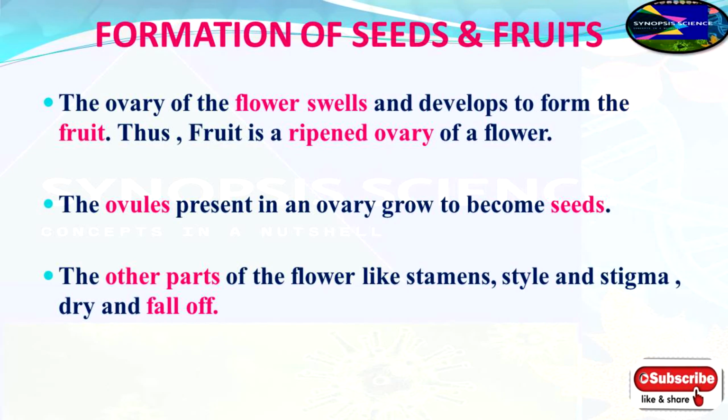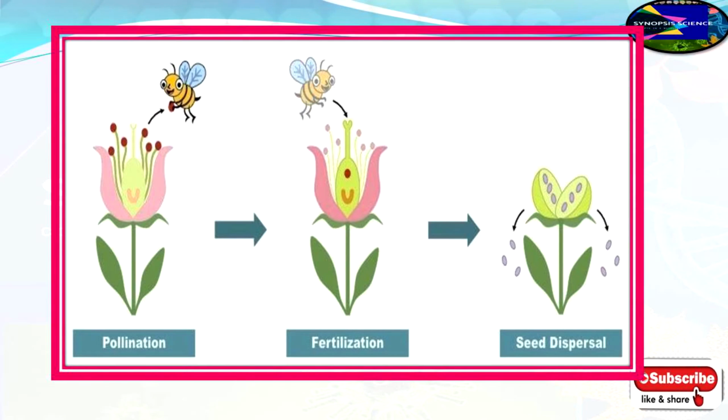After fertilization, several changes occur in a flower, leading to the formation of seeds and fruit. These are: the ovary of the flower swells and develops to form the fruit. Thus, fruit is a ripened ovary of a flower. The ovules present in an ovary grow to become seeds. The other parts of the flower like stamen, style and stigma dry and fall off. So friends, now at the place on the plant where we had the flower originally, we now have the fruit. The fruit protects the seeds.